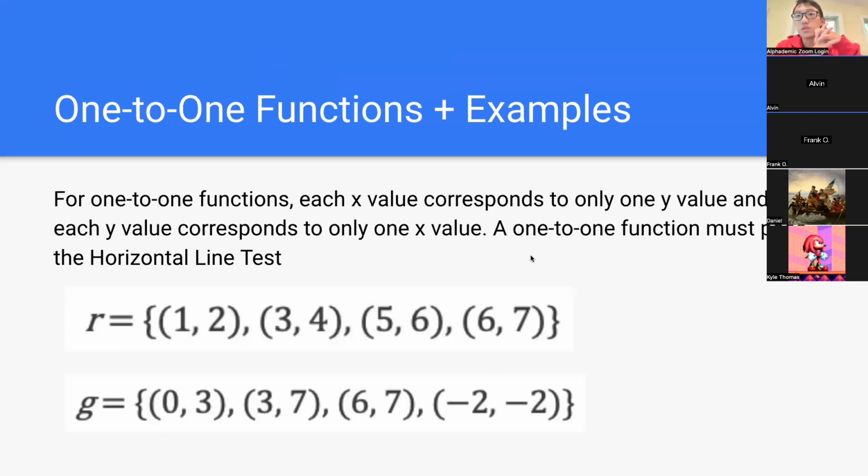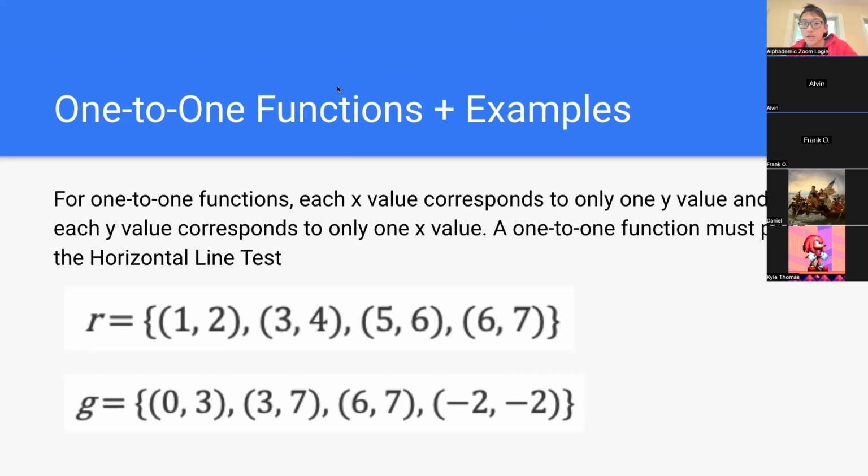All right, continuing on. So now we're going to be talking about one-to-one functions. So what are one-to-one functions? For one-to-one functions, each x value corresponds to only one y value, and each y value corresponds to only one x value. A one-to-one function must pass the horizontal line test. I think most of you have probably already learned this, but when you're determining if something is a function or not, it has to satisfy the vertical line test on the graph, on the XY plane, right? You put a vertical line through any part of the graph, and it cannot overlap in more than one place.